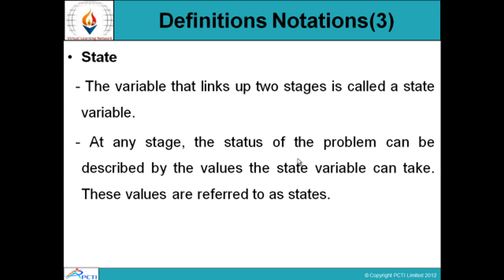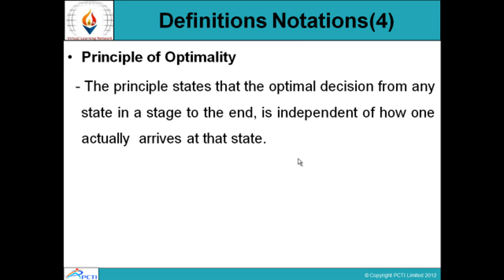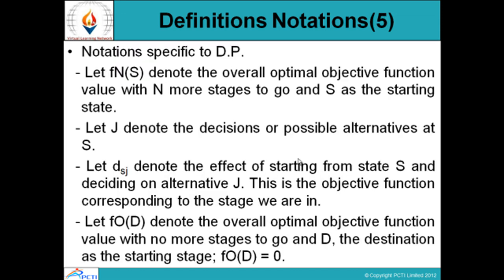State: the variable that links up two stages is called a state variable. At any stage, the status of the problem can be described by the values the state variables can take. These values are referred to as states. And now, the principle of optimality. The principle states that the optimal decisions from any state in a stage to the end are independent of how one actually arrives at that state.